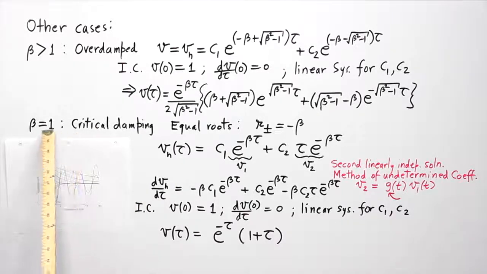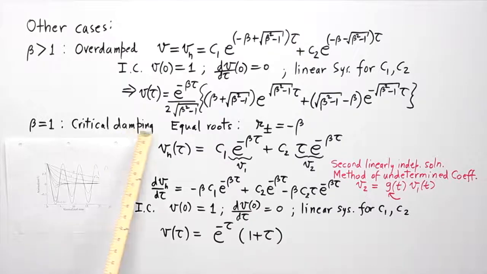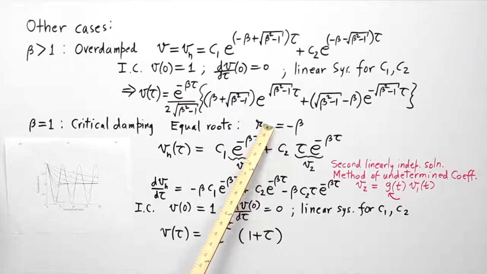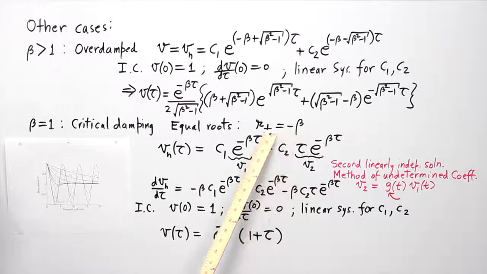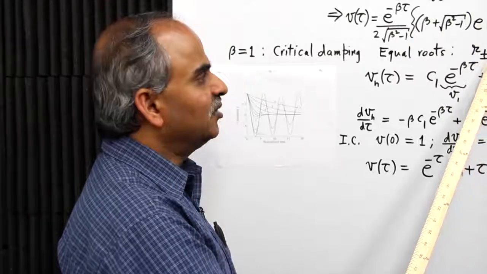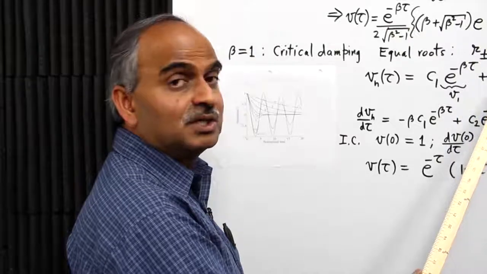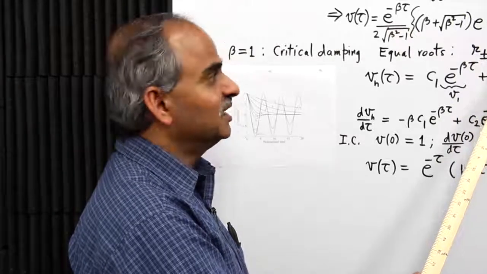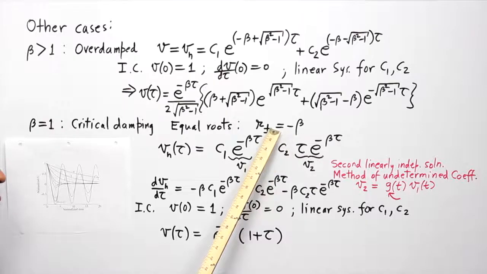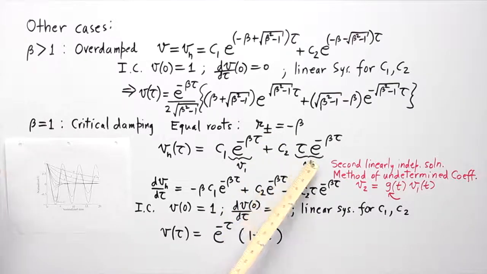And finally, this case when beta is equal to 1 is when the two roots are equal, r plus and minus is equal to minus beta. The solution in this case we have to pay a little more attention to, because this is the case where the two roots corresponding to the two homogeneous solutions have become equal, or degenerate. And so we don't have two linearly independent solutions anymore simply in terms of the exponentials of r plus and minus tau. And so we need to find a second linearly independent solution.